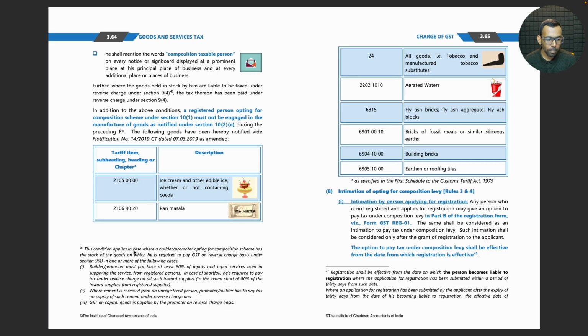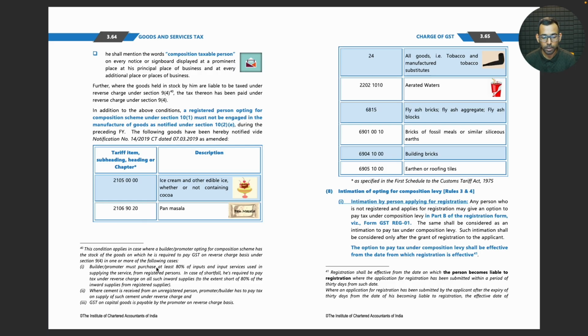The condition applies in case where a builder or promoter opting for composition scheme has the stock of the goods on which he is required to pay GST on reverse charge basis under section 9 subsection 4 in one or more of the following cases.